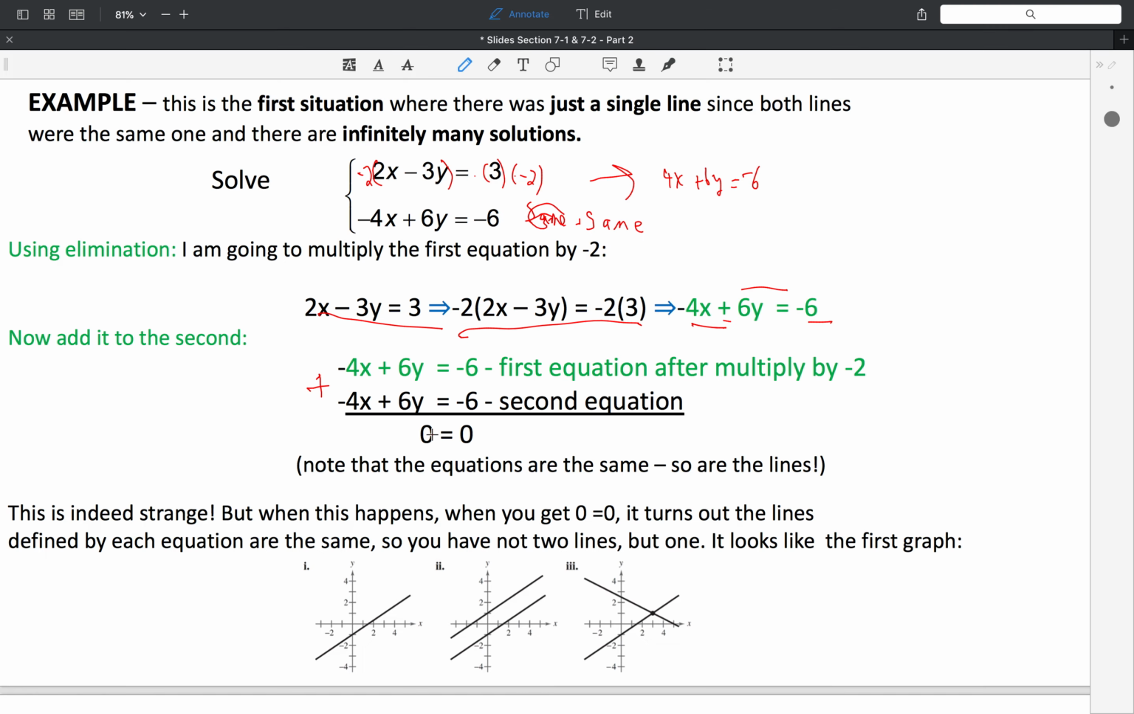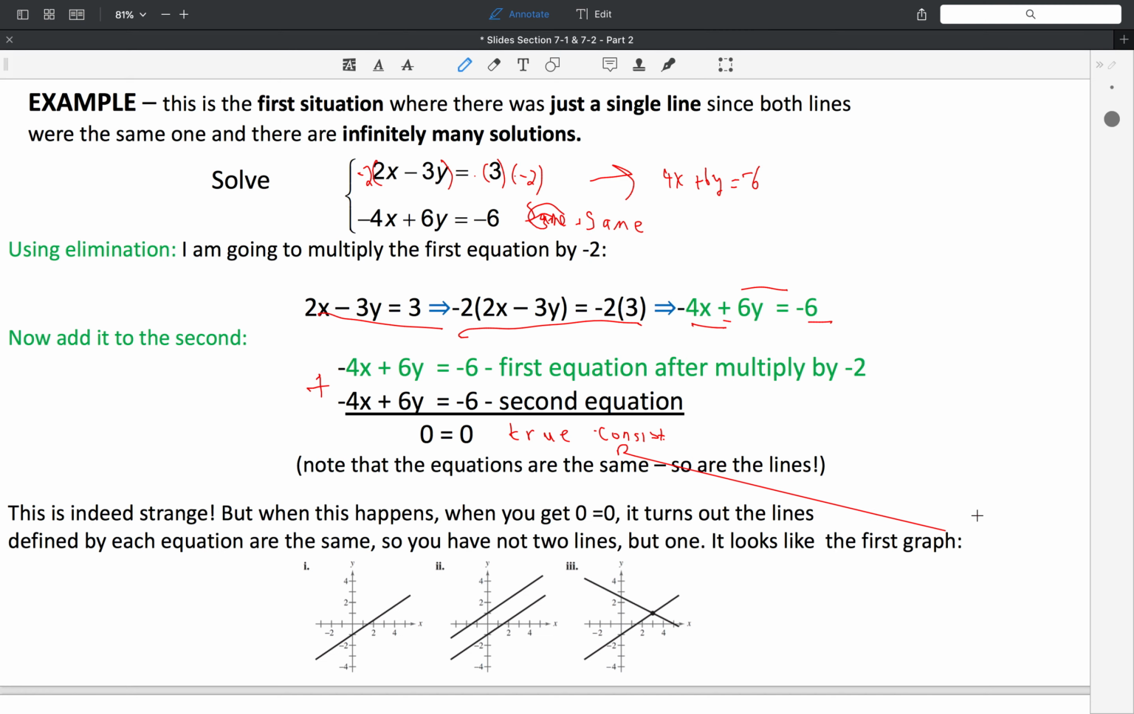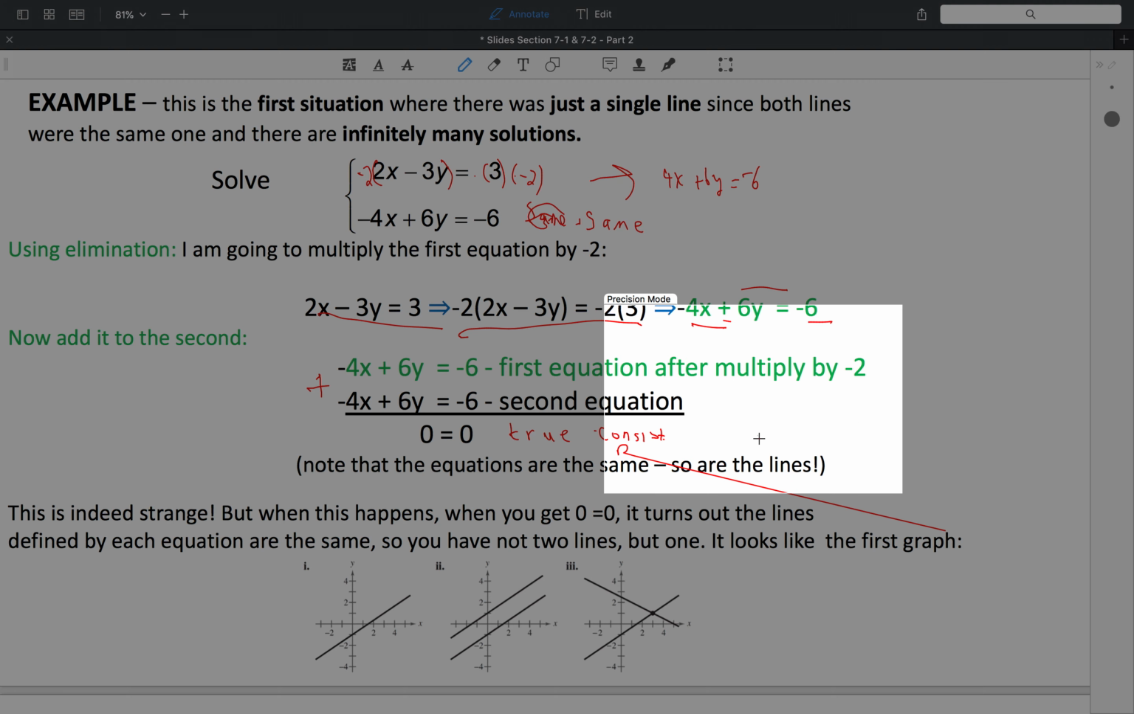That's usually a good thing. Now, when I add them, something strange happens. That's strange, but when it happens, when you get 0 is 0, it turns out that the lines defined by the equations are the same, and you have two equations but only one line. So this is important. I'm going to say this is true. That's a true statement. 0 is equal to 0, and that's why it's consistent. So I'm just going to abbreviate it here with consist, and that's dependent. So consistent and then dependent.